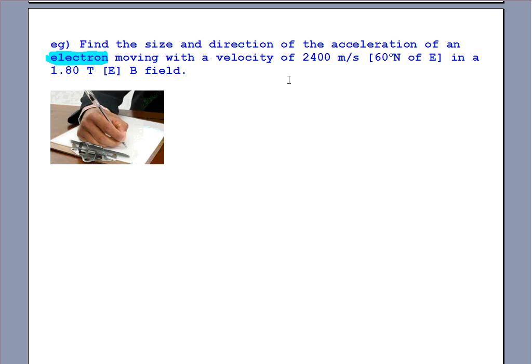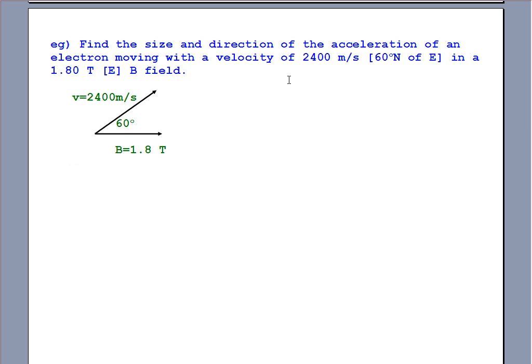Okay, let's grab our pencil here again, and we'll try a couple of examples. This first one, find the size and the direction of the acceleration of an electron. Okay, it's negative, it's an electron, so it's going to be all backwards. Moving with a really fast velocity there, 2,400 meters per second, 60 degrees north of east in a 1.8 Tesla facing east B field, magnetic field. All right, well, we've got to find size and direction. Let's go for the direction first.